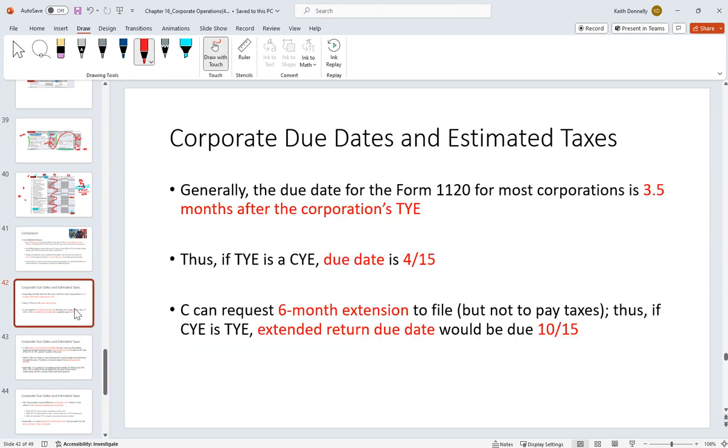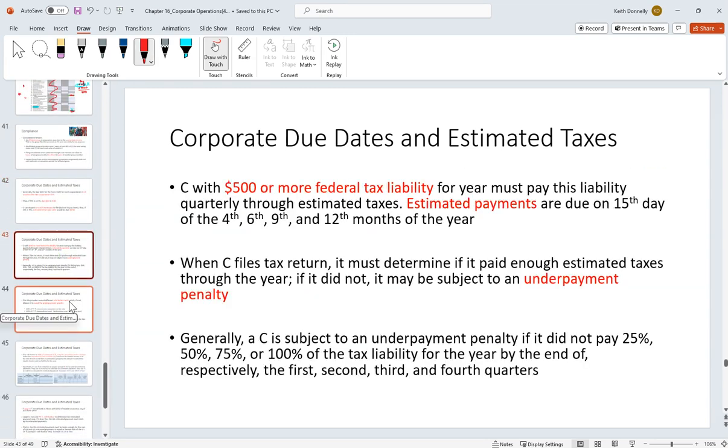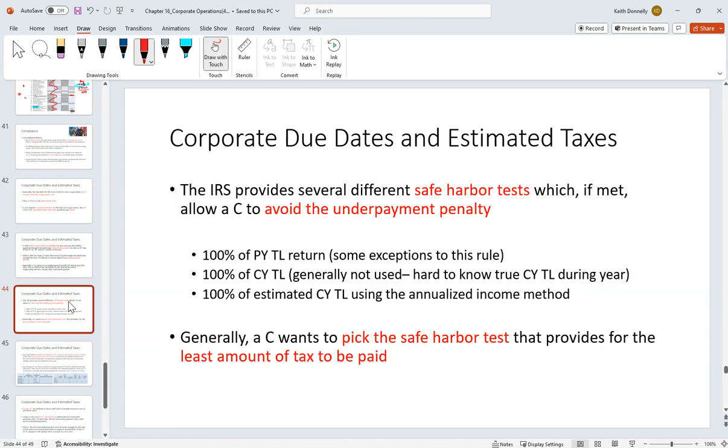Okay, generally when you're talking about C corps, you're looking at a 4/15 year end with a 10/15 extension date. Do be aware that just like individuals, they have to make estimated payments for their tax liability. If they don't put enough into the system during the year, they could get hit with an underpayment penalty. But how do we avoid that underpayment penalty? So that's why we have these safe harbors. This is like a safe zone.